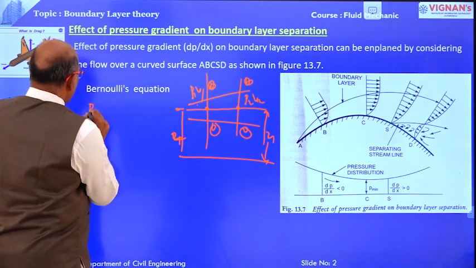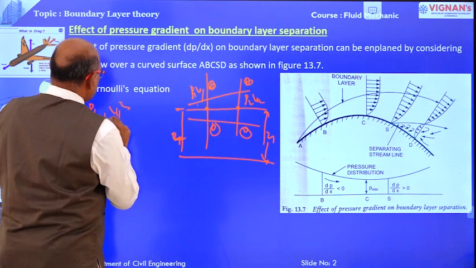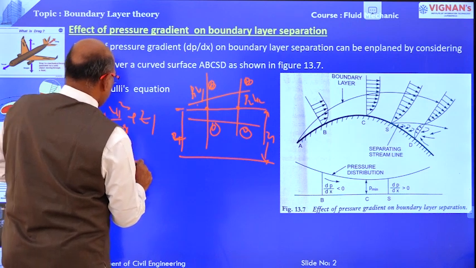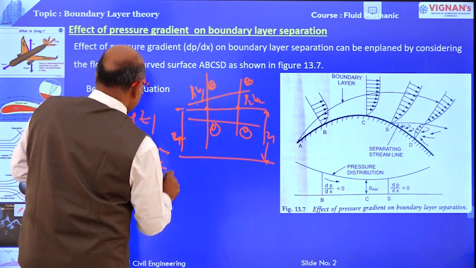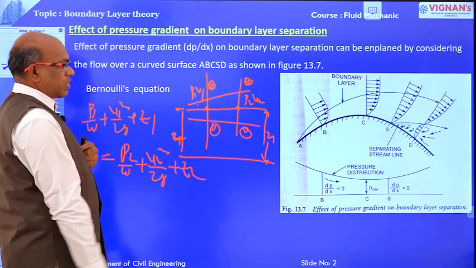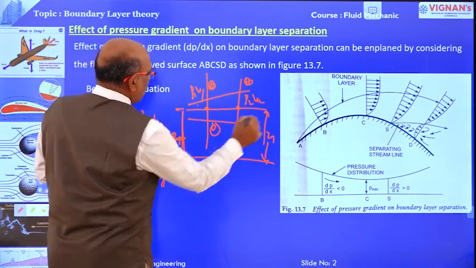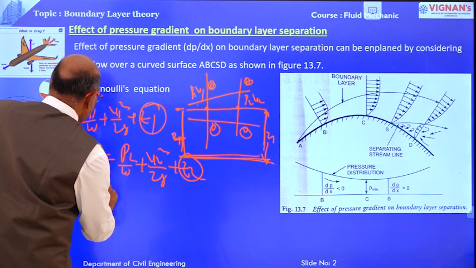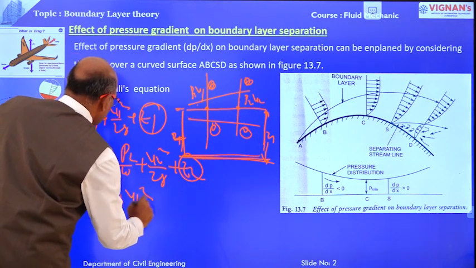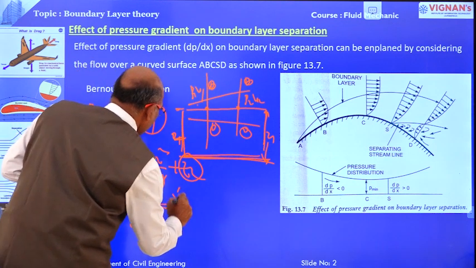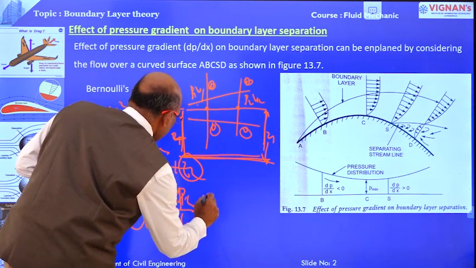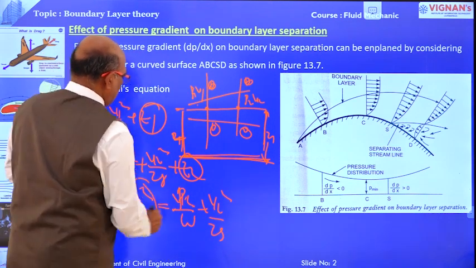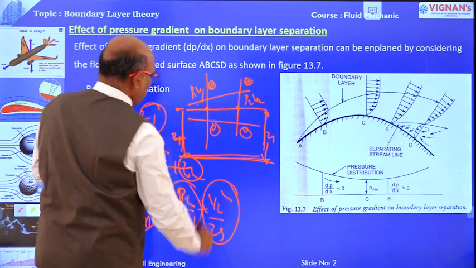Now, pressure head P1 by W at section 1-1, V1 square by 2G at section 1-1, plus Z1 is equal to P2 by W at section 2-2 plus V2 square by 2G at section 2-2 plus Z2. This is Bernoulli's equation. Now, Z1 and Z2 are the same distance from the datum, therefore Z1 is equal to Z2. So P1 by W plus V1 square by 2G is equal to P2 by W plus V2 square by 2G. This is the pressure head, this is the velocity head at section 1-1, and this is the pressure head and velocity head at section 2-2.